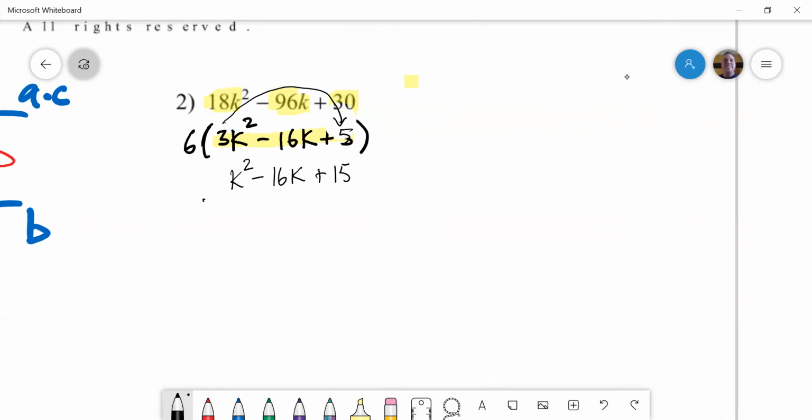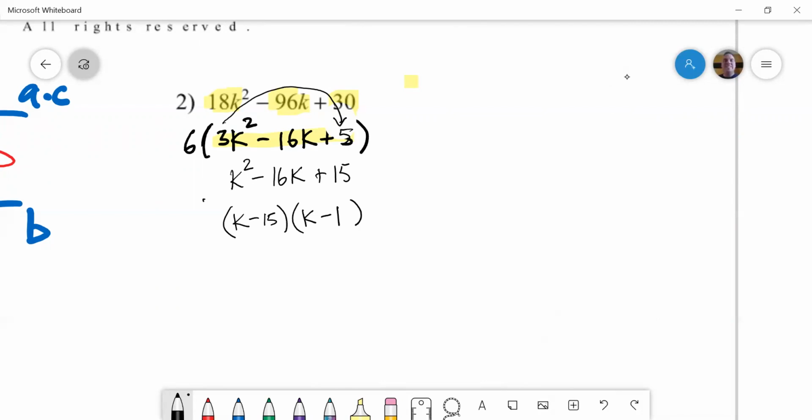Now I can use my shortcut because A is 1. So let's factor this the way that it is. k times k is k squared. And can we think what times what is 15 that adds to make negative 16? So hopefully we're thinking minus 15 and minus 1.